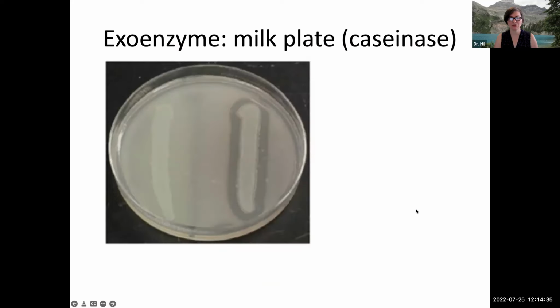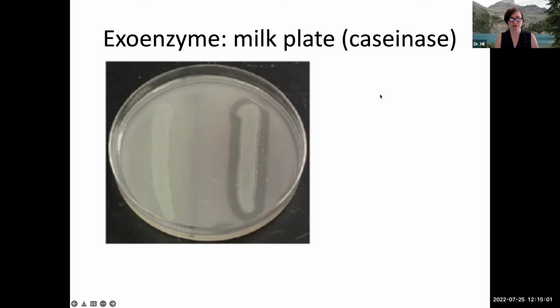All right, now we get to the exoenzymes. This is a milk plate, and it's, as you might have guessed, got milk in it. Unfortunately, there's also a recipe for chocolate agar, and there's no chocolate in it. But this is a milk plate, and you can grow organisms on it. And this is a differential plate. So you can see that something grew here and something grew here.